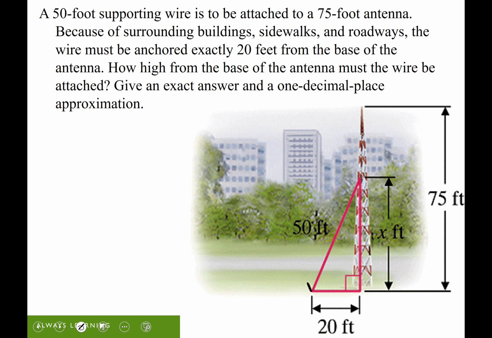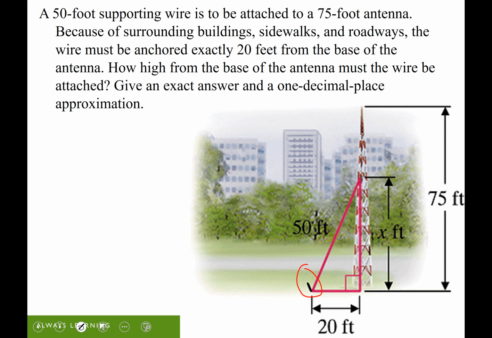All right, a 50-foot supporting wire is to be attached to a 75-foot antenna. Because of surrounding buildings, sidewalks, roadways, the wire has to be anchored exactly 20 feet from the base of the antenna. Okay, so let's pretend this is your job. You've got this huge antenna here and this huge wire, and you've found this place on the ground that's, I'm assuming, a safe place, considering the buildings and sidewalks and roadways. And this place that you have found on the ground is 20 feet from the base of your antenna, okay?